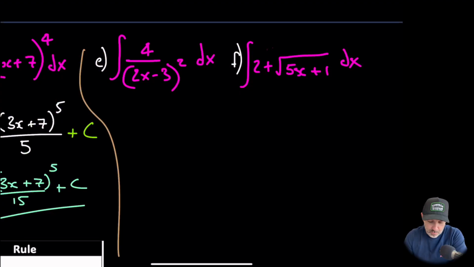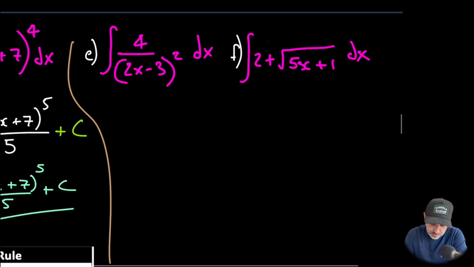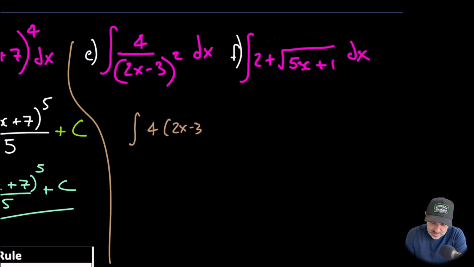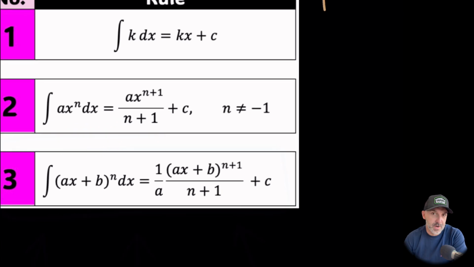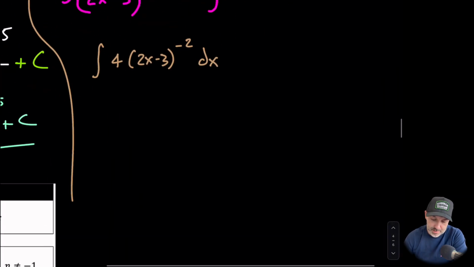E, but before I do that, I'm going to just rewrite the problem slightly. I'm going to bring the 2x minus 3 up to the numerator, but then put a minus 2 here. I'm going to use the same rule as we just did, number 3, remember? Add 1 to the power, divide by the new power, divide by the derivative of the bracket.